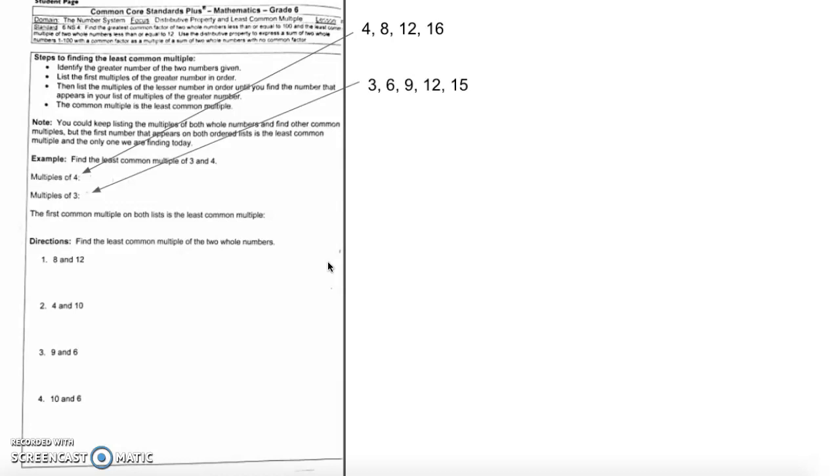Okay, so I'm going to go and look. 4, 3, nope. 8, 6, nope. 12, oh, I see I have a 12 here, and I also have a 12 here. So that means the first common multiple on both lists is the least common multiple, and the least common multiple is 12. Okay, hopefully this helped you out.